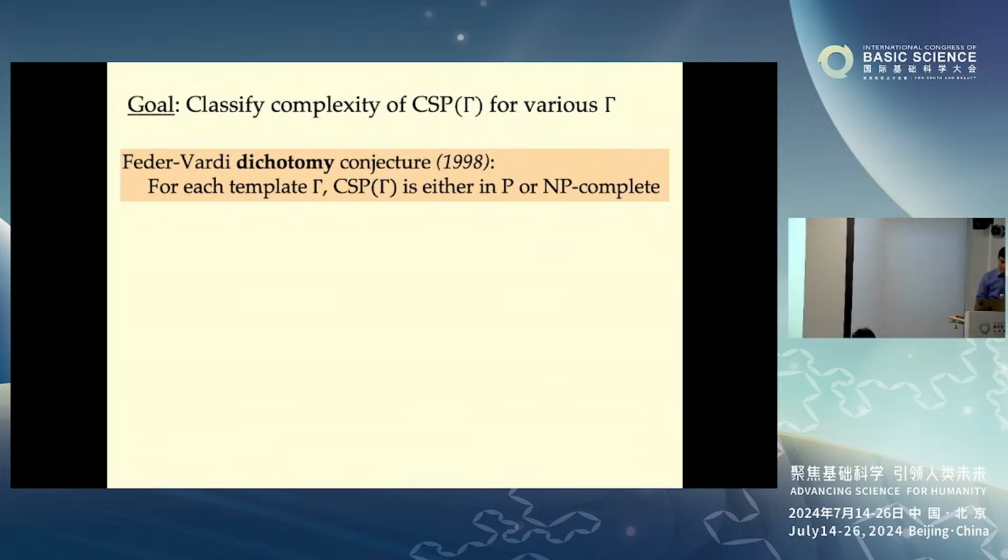And a very influential conjecture was made by Feder and Vardi in '98, saying that these CSPs exhibit this dichotomous behavior which I mentioned at the beginning of the talk. Every such problem is either polynomial time solvable or NP complete. And you have seen this in early classes, right? You see 2 sat is easy, 3 sat is NP complete. That always happens. That's what they conjecture.